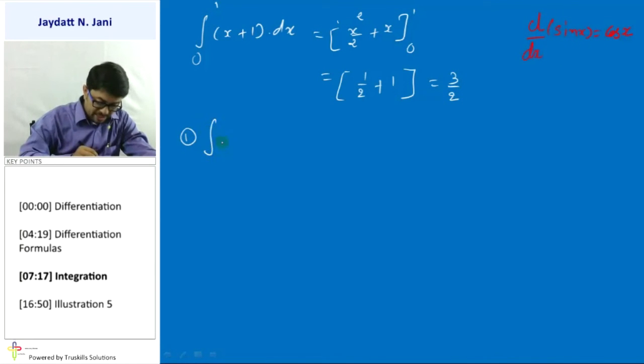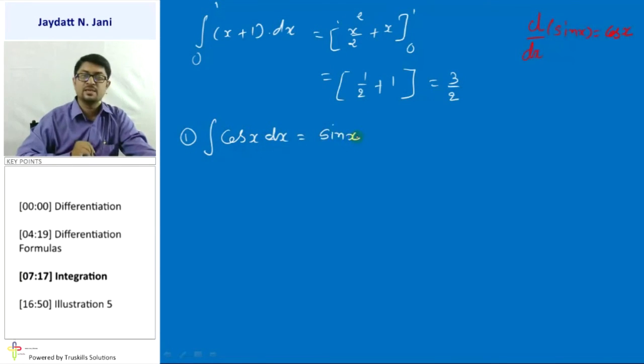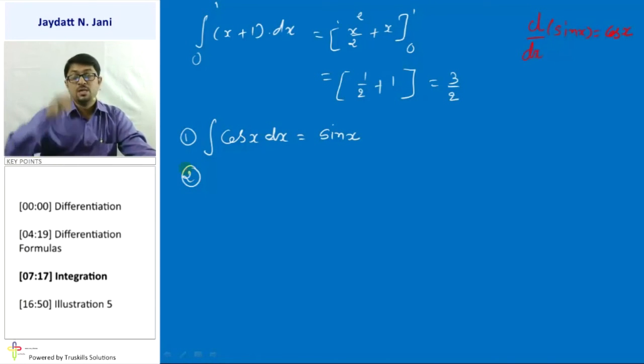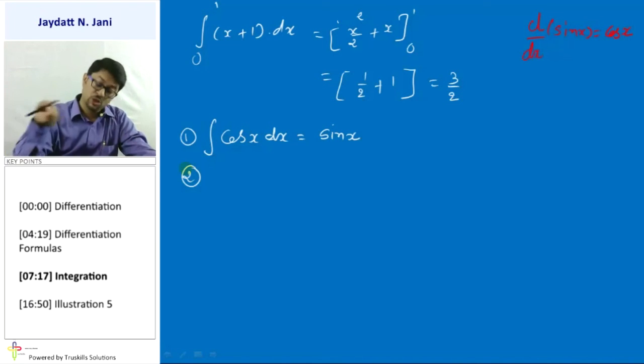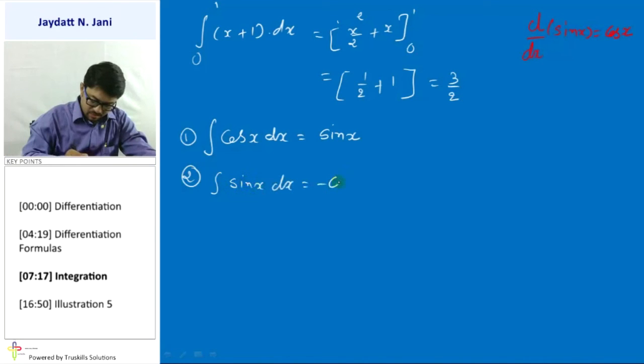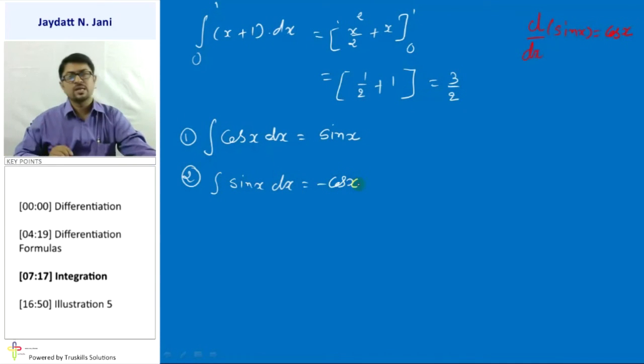So integration of cos x dx is sin x. And if you remember, differentiation of cos x is minus sin x. So integration of sin x is minus cos x. It is a little bit confusing, but the more clear you are, the better it will be for you.